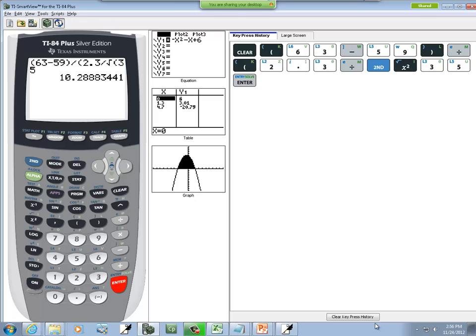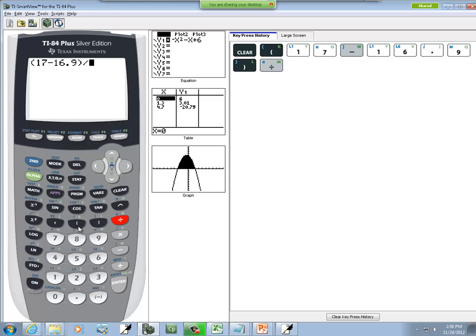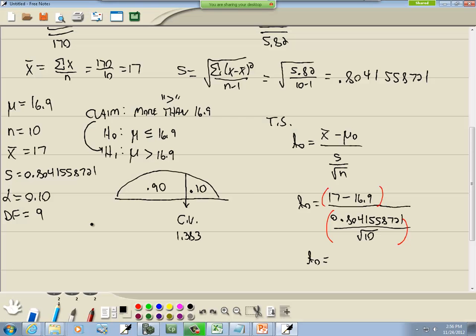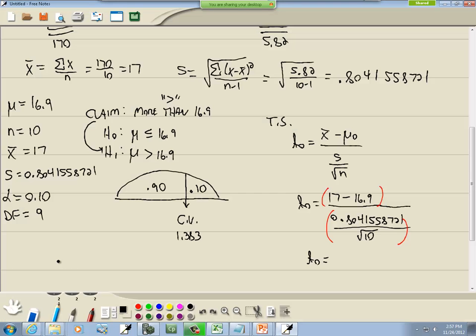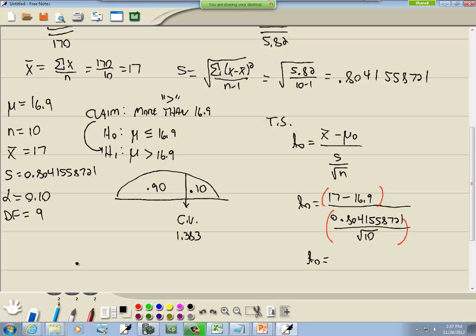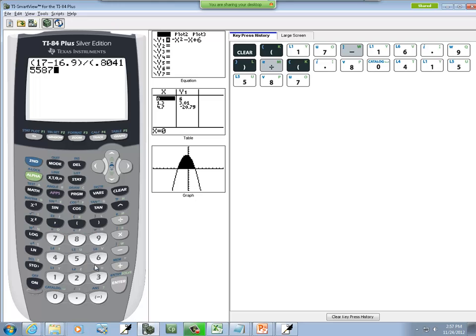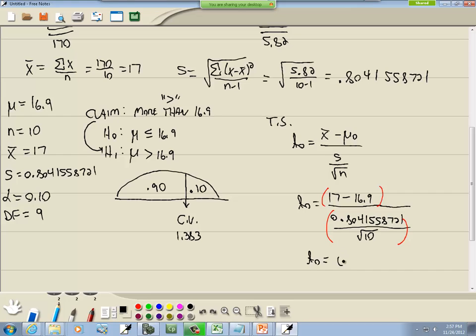So do beginning parentheses 17 minus 16.9, closing parentheses, divided by beginning parentheses 0.804155872 divided by the square root of 10. So second, x squared, 10, enter. And we get 0.39.